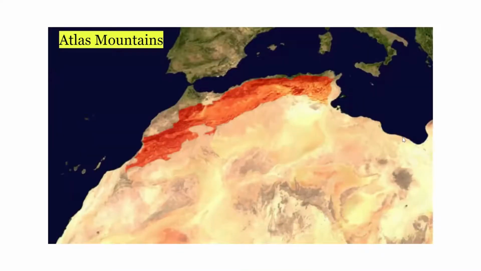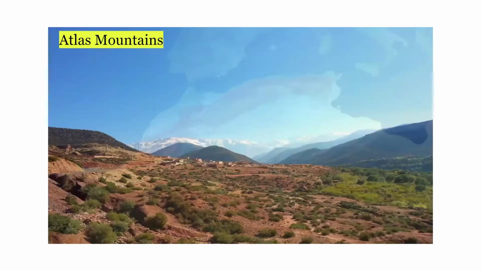The Atlas Mountains. The Atlas mountain ranges are not continuous. They have plateaus in between them. They can be found from Tunisia, Algeria, and Morocco. The people who live in this region are known as the Amazigh people, or the Berber tribes of Northern Africa.